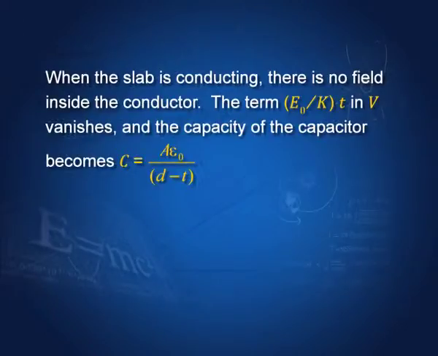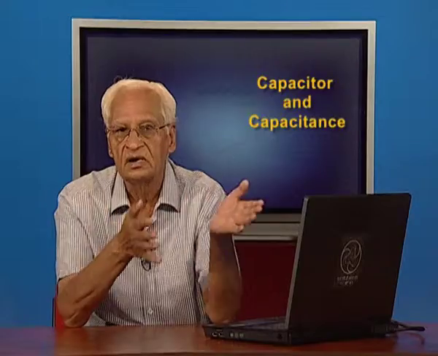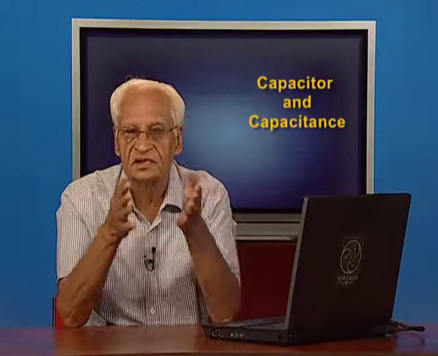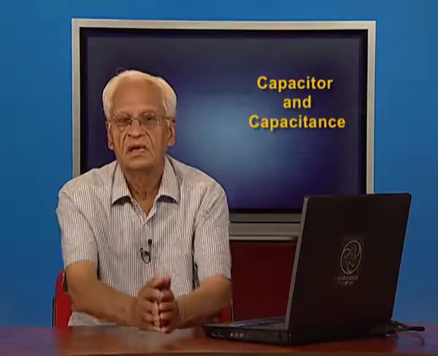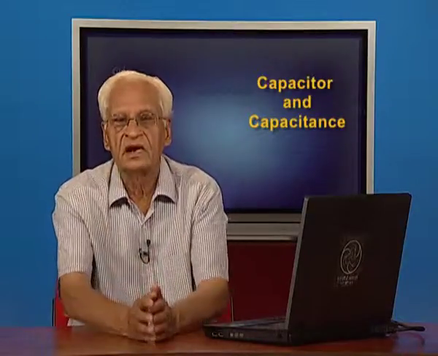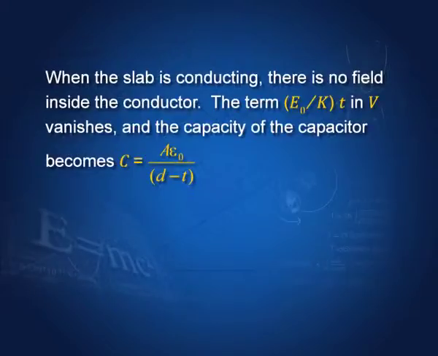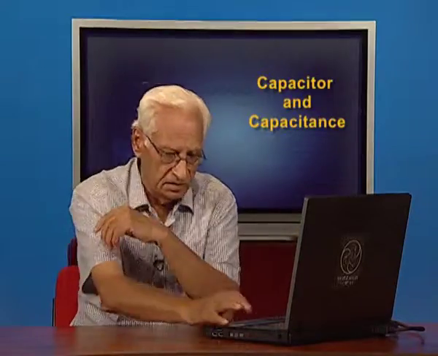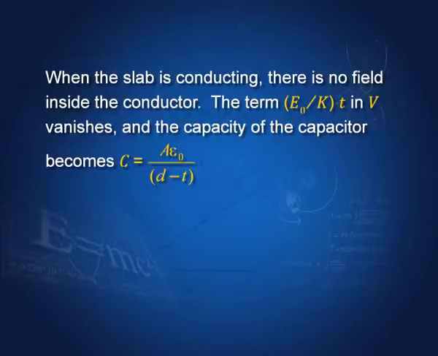And when the slab is conducting, then there is no field inside a conductor. We learnt in the last lecture, in which we discussed Gauss's theorem, that inside the conductor there is no field. Therefore this term T by K vanishes, and we have the capacity equal to A epsilon 0 by (d minus T). T by K vanishes because there is no field in this region, because there is a conductor.